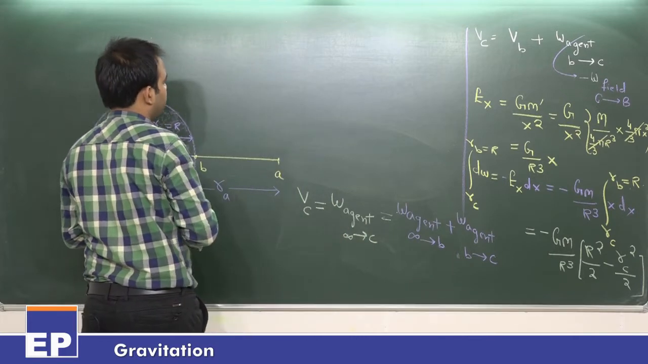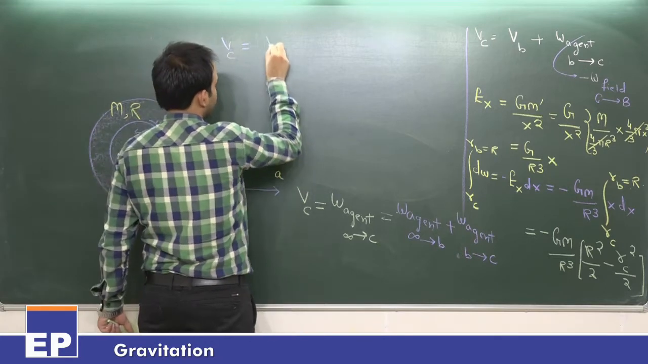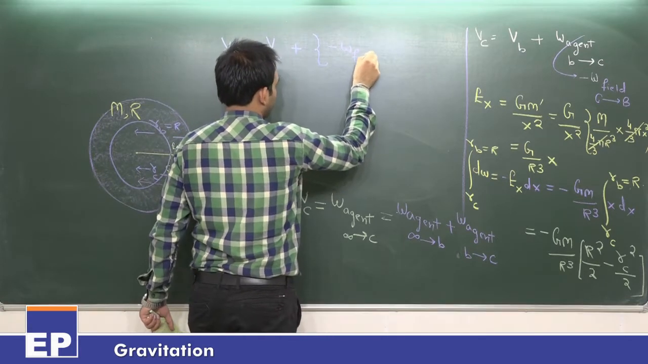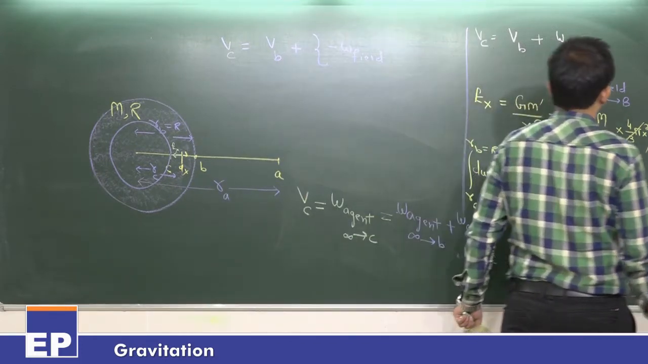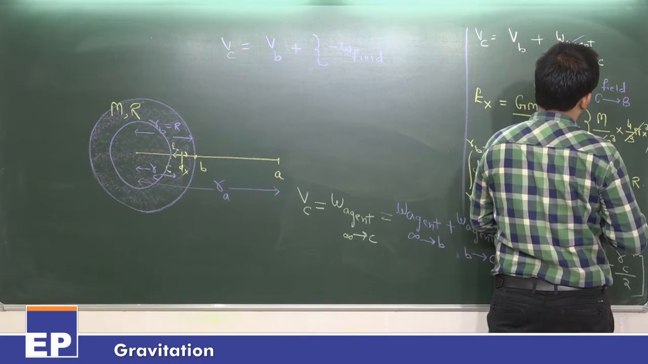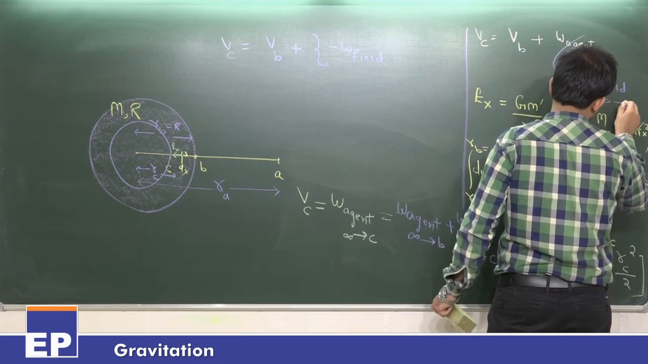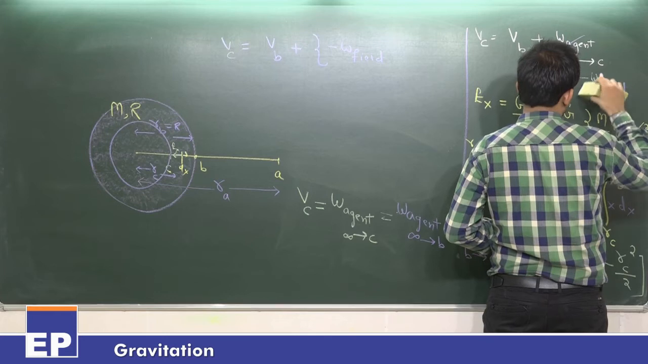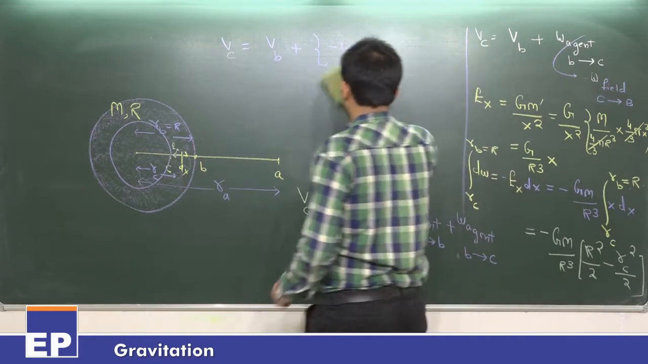So what is the potential at C? That is the potential at B plus the work done by agent from B to C. This is the negative of work done by field from B to C, or the positive of work done by field from C to B, because we have taken all the things reciprocal. So this is the negative of field from C to B.